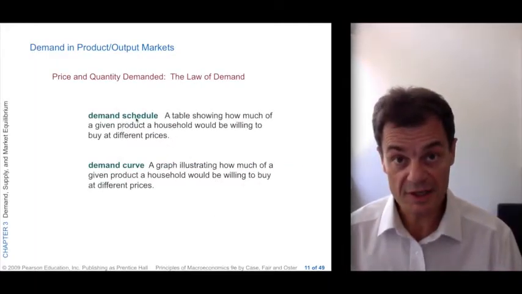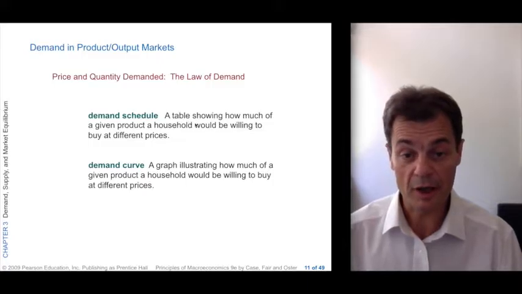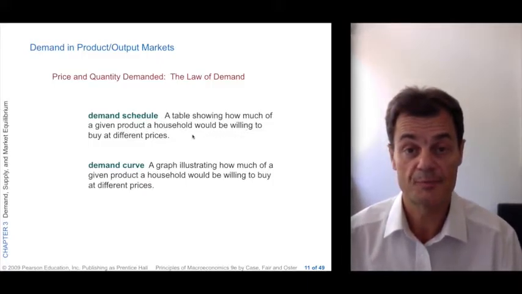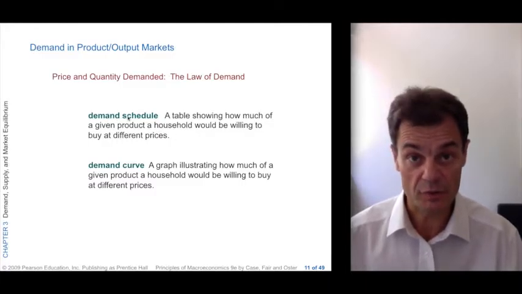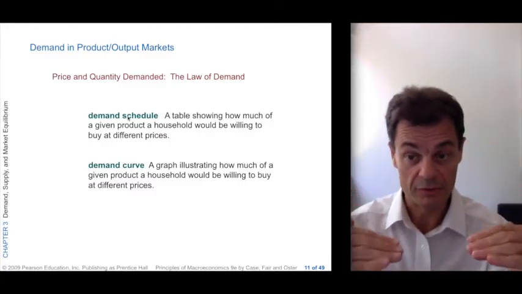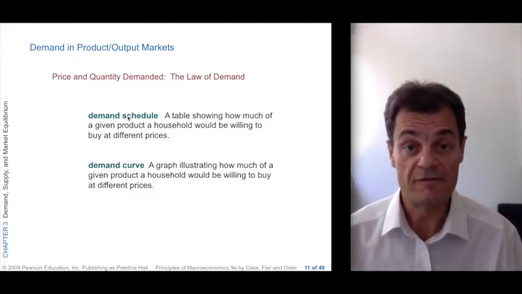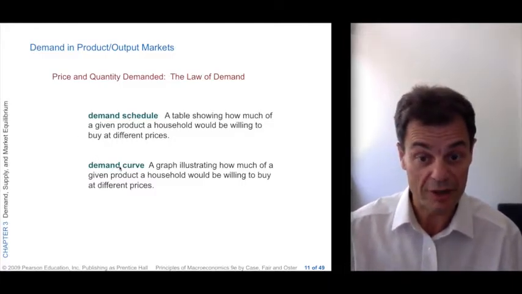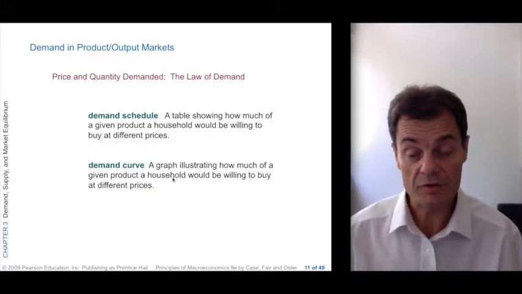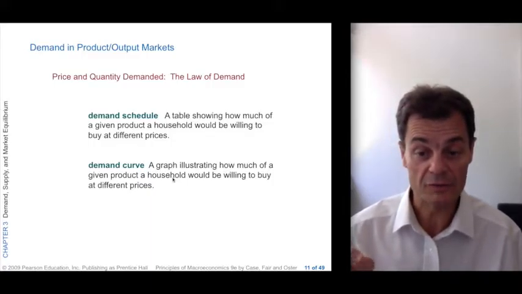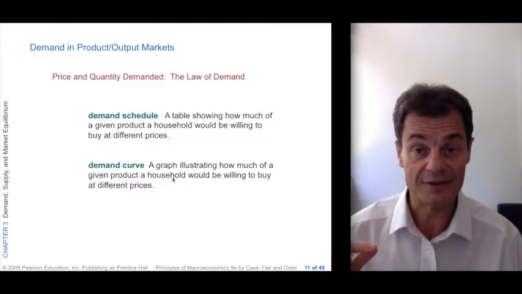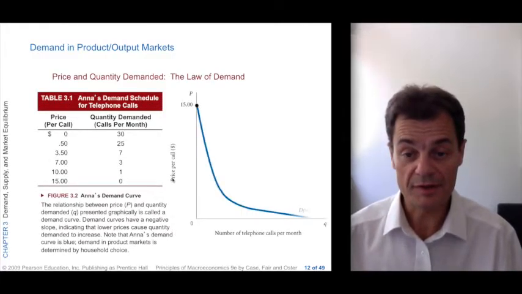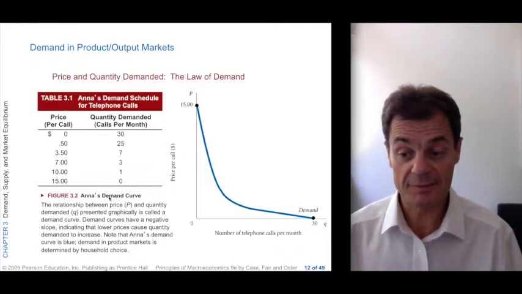A demand schedule is a table showing how much of a given product the households would be willing to buy at different prices. And out of the demand schedule, which is a list of numbers, we can draw the very fundamental demand curve. The demand curve is simply a graph that illustrates how much of a given product the households would be willing to buy at different prices. Let's see an example, which will depict Anna's demand curve.